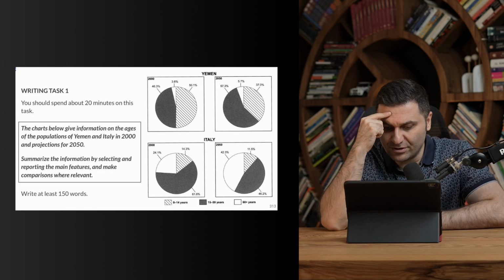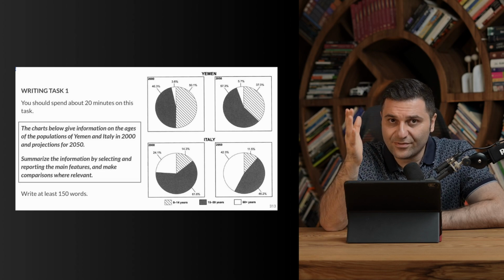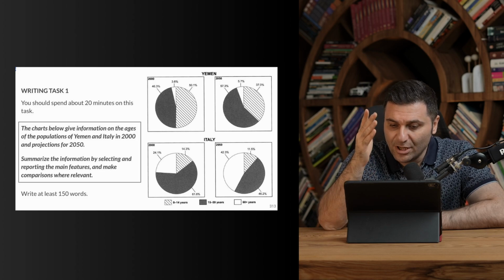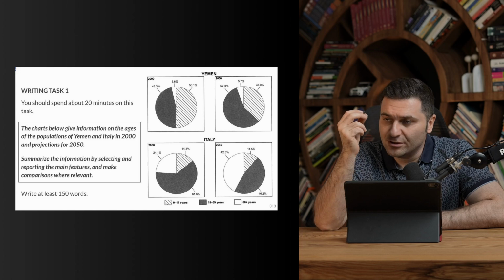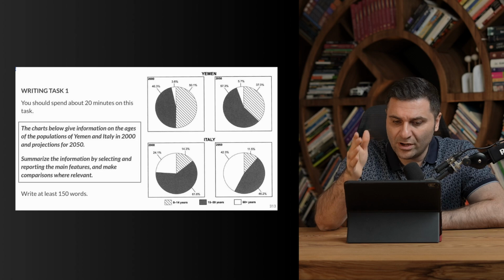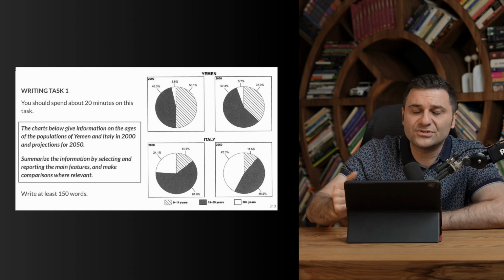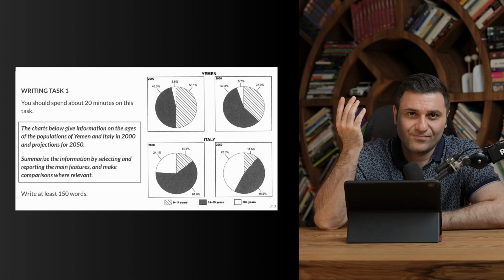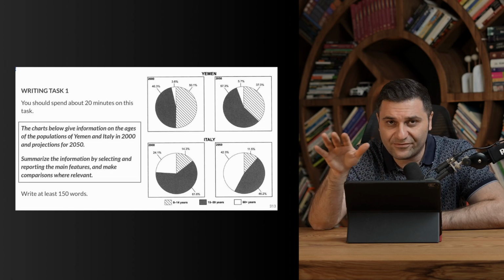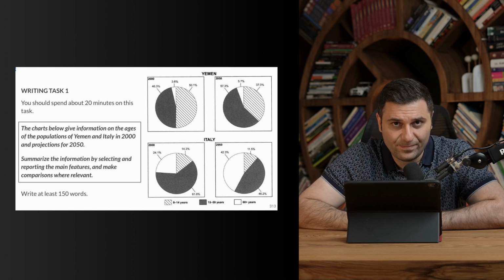So what we're going to do here, you have two choices here, to divide the pie chart by country or divide it by date. For example, you can divide by country, talking about Yemen in paragraph 3 and Italy in paragraph 4, or in paragraph 3, you can talk about 2000 in both countries and 2050 in both countries. It's up to you. I'm going to divide it here by country. So in paragraph 3, I will talk about Yemen, and in paragraph 4, I'll talk about Italy.